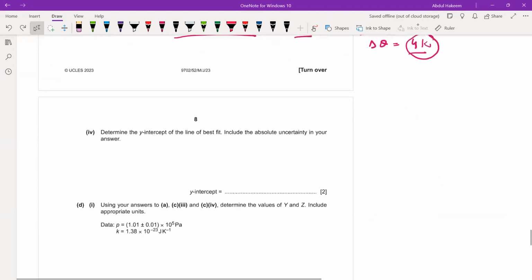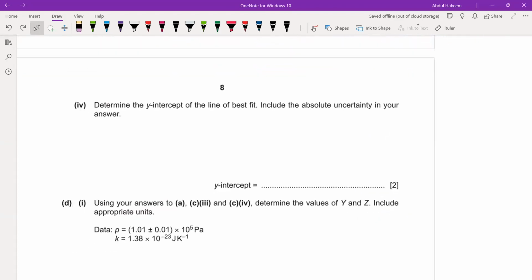Okay, now move to the next part. The question is: determine the y-intercept of the line of best fit, include the absolute uncertainty. Again, we have to calculate the y-intercept for both. So first we calculate for the best fit. The equation is y equals mx plus c, but when we have to calculate the y-intercept, c, we can write it as y minus mx.